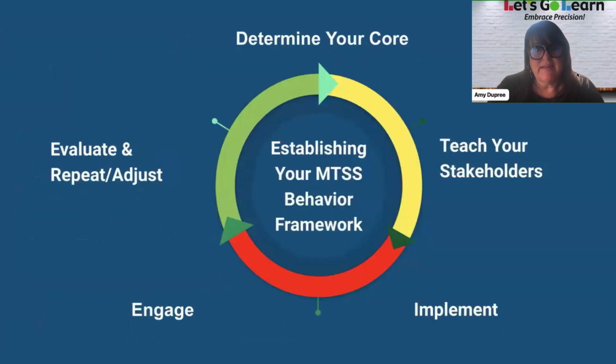So when we think about establishing your MTSS behavior framework, we are thinking about determining your core systems, your core structures, your core team, from the core 80% to your tier 2 supplemental to your tier 3 intensive intervention. All of those things need to be considered by your core team. And then teaching to all of your stakeholders and implementing. If you do those 3 things, if you determine and you teach and you implement with fidelity, this causes engagement. And this starts to create a cycle of an MTSS behavior framework.